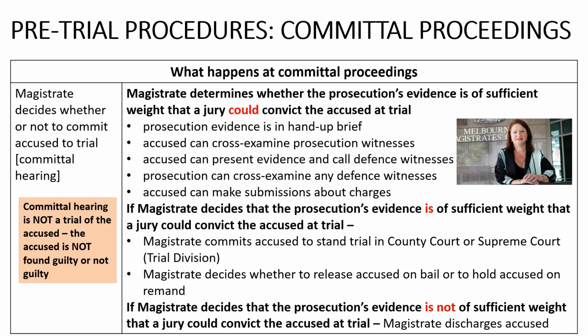The accused can only be tried for that indictable offence in the county court or the trial division of the Supreme Court. The purpose of the hearing in the magistrates' court is simply for the magistrate to work out whether there is sufficient evidence against the accused that the accused should be sent for trial in the county court or the trial division of the Supreme Court. It's only at their trial in the county court or the trial division of the Supreme Court that it will be decided by a jury whether the accused is guilty or not guilty of the indictable offence that they've been charged with.